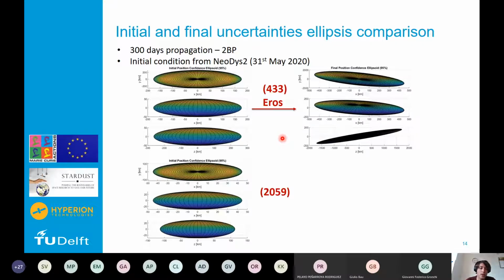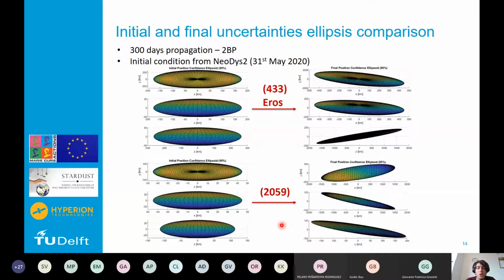The same behavior is possible to see for the asteroid 2059, in which we have an initial uncertainty below 100 kilometers, which translated into a propagated uncertainty around 1,500 kilometers. So also in this case, you can see an increase by an order of magnitude of the ephemeris uncertainties, at least in one component. Of course, this is not a two-body problem propagation. It's not the most accurate kind of propagation, but it is important just to have a rough idea of the uncertainties increasing.